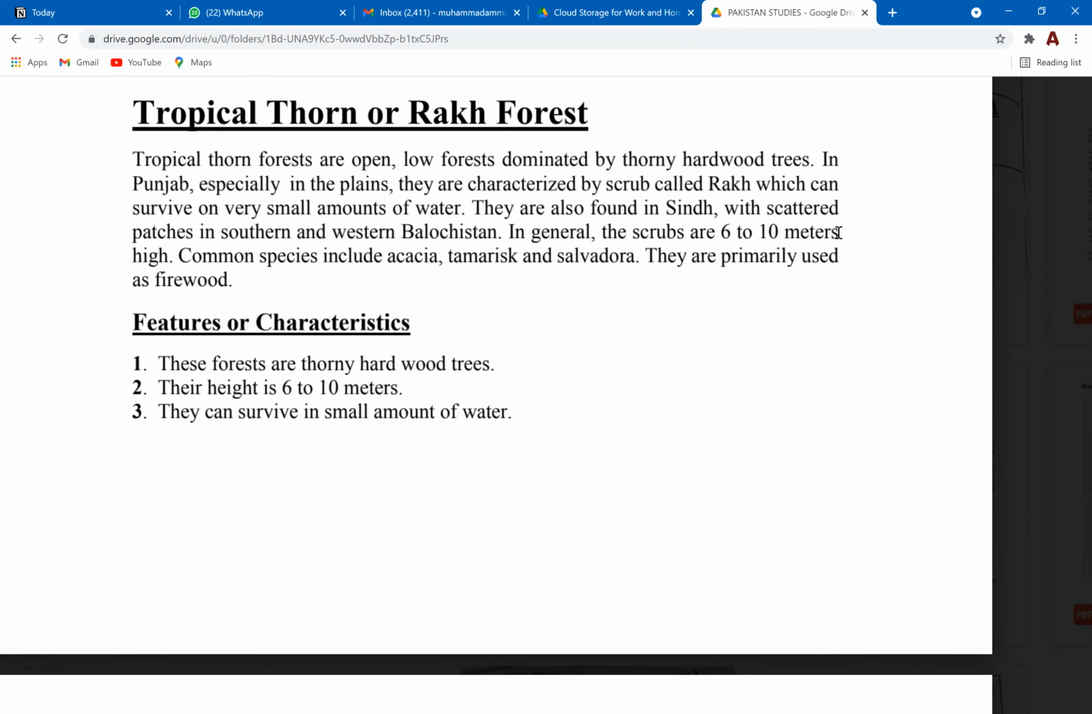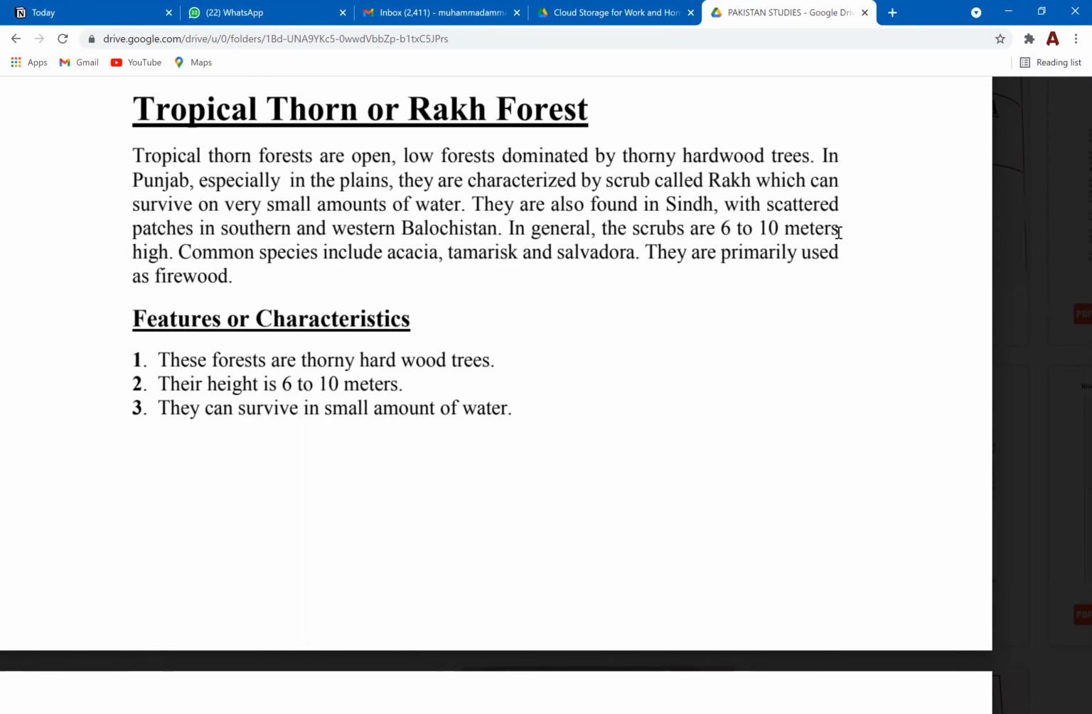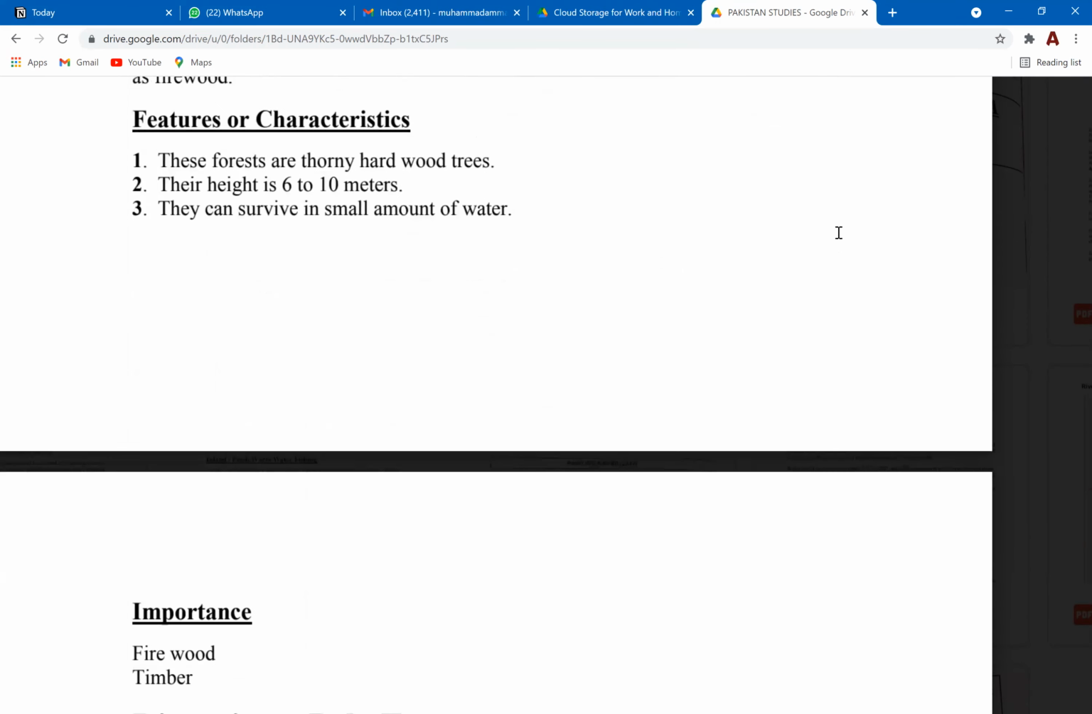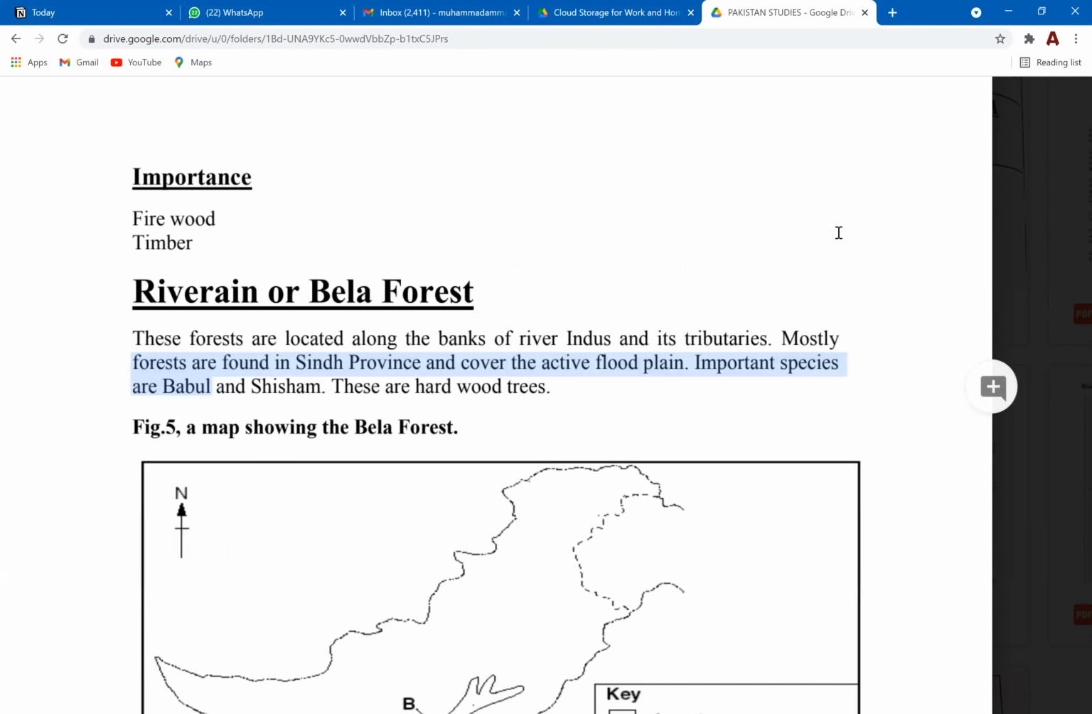Tropical thorn forests are basically grown in Punjab, in the plainer areas. They survive on a very small amount of water. They're found in Sindh. They're scattered. You can also find scattered patches in southwestern Balochistan, 10 meters high. Okay. Firewood and timber could be obtained.